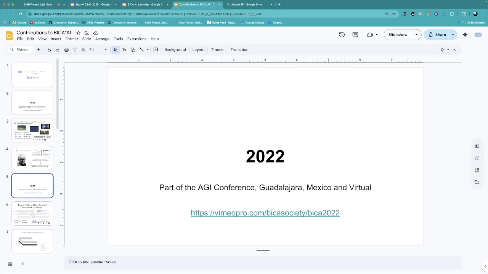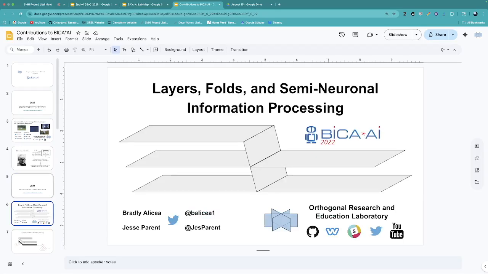The 2022 conference was held in Guadalajara, Mexico, but also virtual. So this was this paper here, which we presented: layers, folds, and semi-neuronal information processing. This grows out of the work that our group has done on what we call metabrains. So we presented on metabrains in different venues.